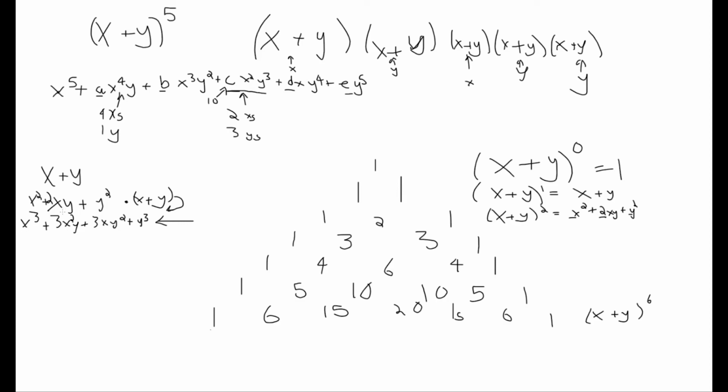Now, each of these terms has certain potential to multiply into something else. So for example, this x squared over here has the potential to be multiplied by either the x or the y. It can be multiplied by the x to get the x cubed, or it can be multiplied by the y to get one of the x squared y's.